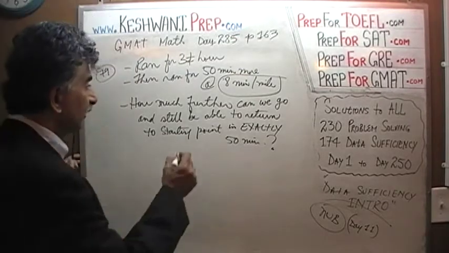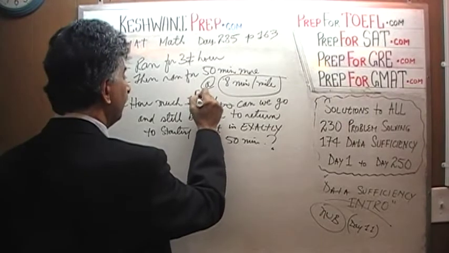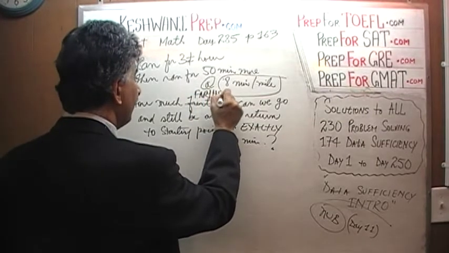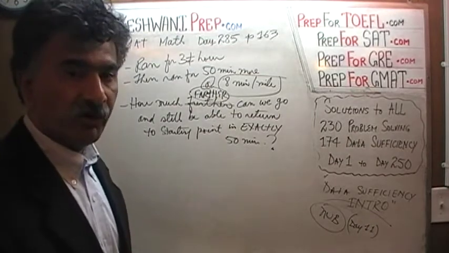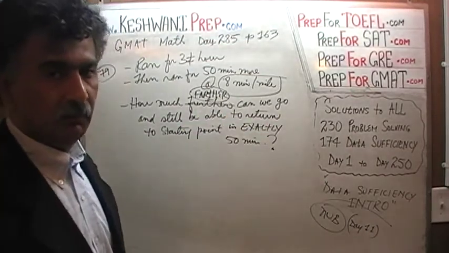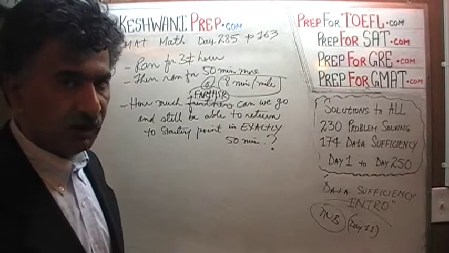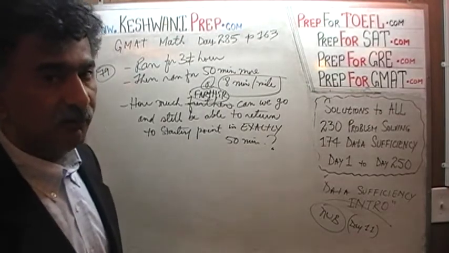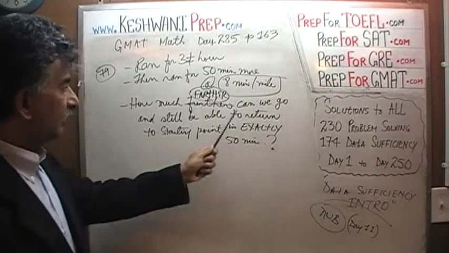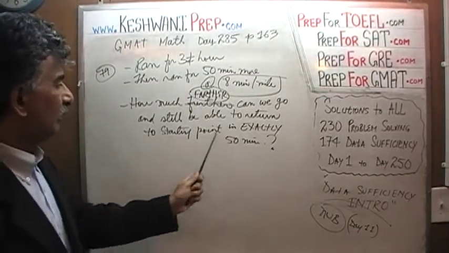We should not say further. The correct term here is farther. How much farther? Far, farther, farthest. When one is describing a notion of distance, the proper word is not further, but farther. How much farther can we go and still be able to return to the starting point exactly?